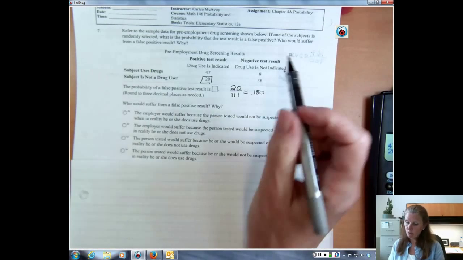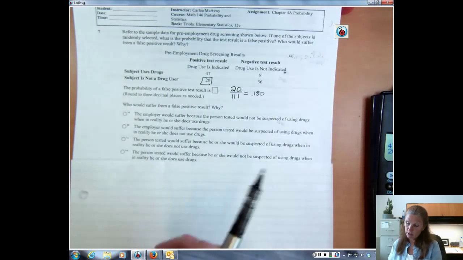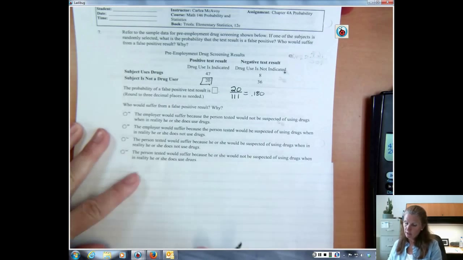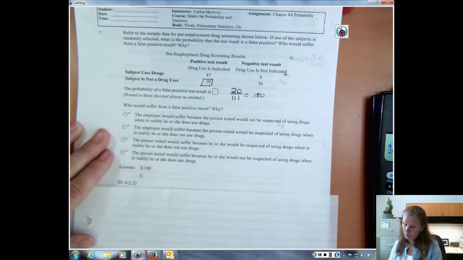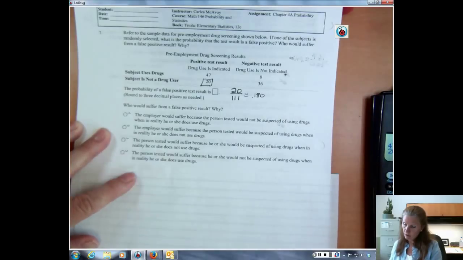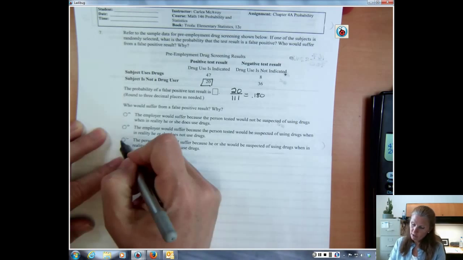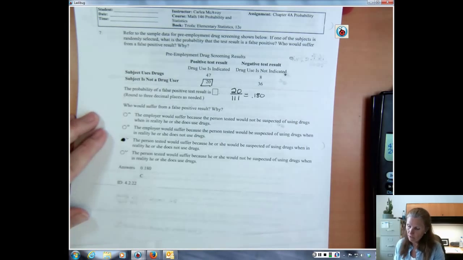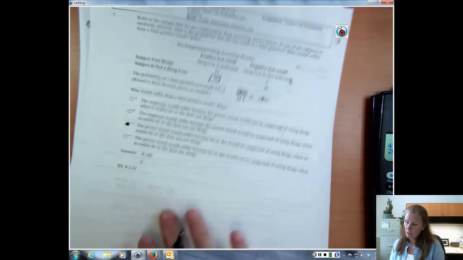And then who would suffer? Well, the person tested would suffer because they would be suspected of using drugs when in reality they don't. So that's that. That would be, wait, the person is at risk. Yeah, I read D really quick, but C is the one, right? You can figure that out. Okay. Let's look at number 8.